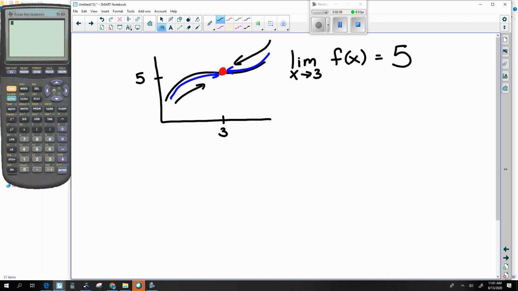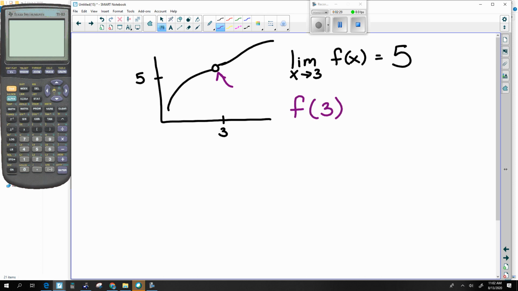But does that have to be the case? No, that doesn't have to be the case. Let's say, for instance, I have a picture that looks like that, where there's a hole in the graph. There's nothing there. So you cannot say f of 3 is equal to 5. That's not true, because there is no actual point. So f of 3 is undefined. It's not defined to be anything.